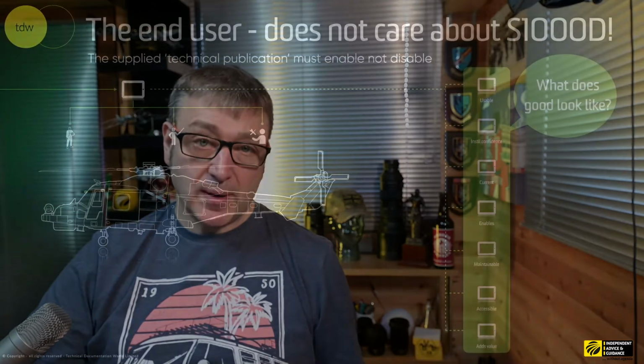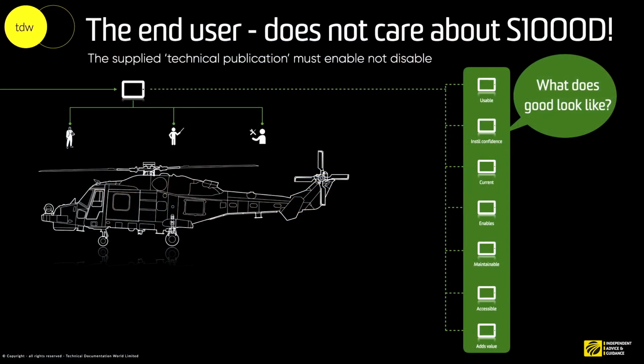So I talk a lot about click time. If we're losing click time and we're navigating away a lot, this starts to reduce the confidence of our users when they are using our technical publication, in this case an IETP based on a tablet. So we need to make sure that it's usable, it instills that confidence, they feel they can rely on that data, it's current.